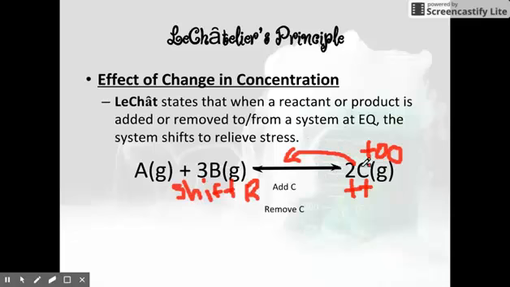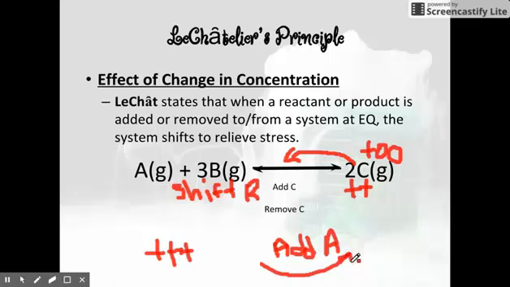So if we add more of this, let's say we were adding some A instead. So now, or think of it like a teeter-totter. So now we have too much on this side. So in order to relieve that stress, it wants to convert some of A and B back into C. So it would shift to our left.